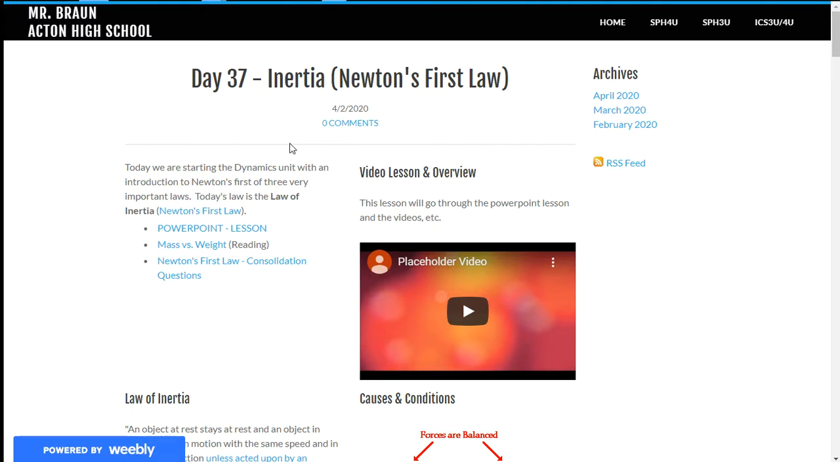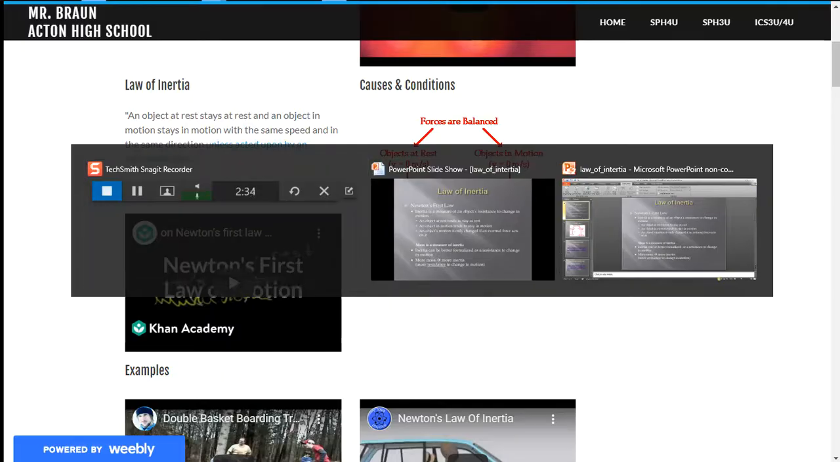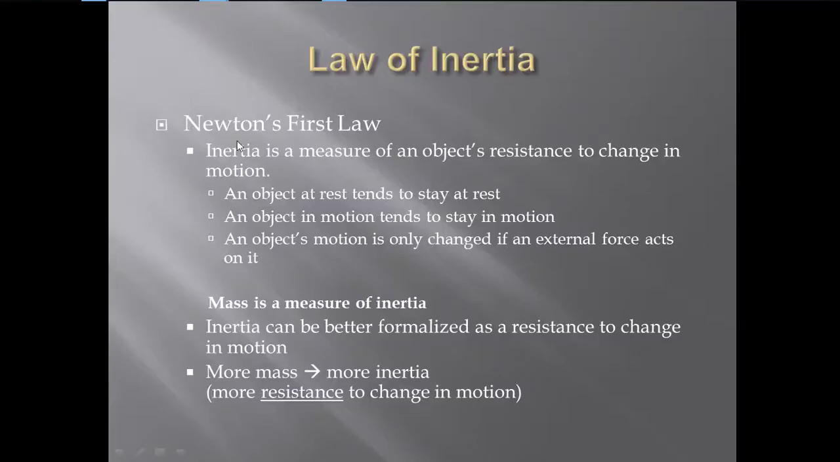Okay, so let's go take a look at this here. Okay, so Newton's first law. Now, write down at the top of your notes, law of inertia, Newton's first law. So here's what inertia is. Normally I would do a bunch of experiments to show you this, but you'll just have to get it from here. So inertia is a measure of an object's resistance to change in motion.